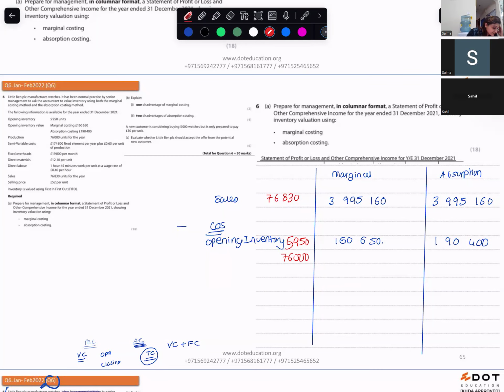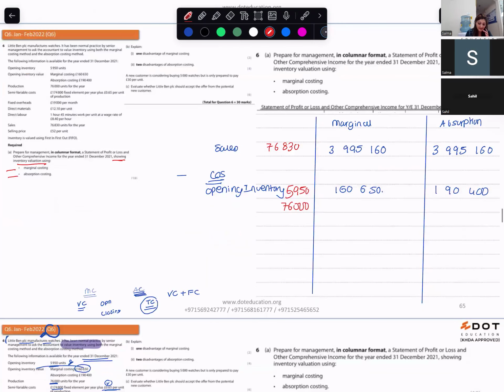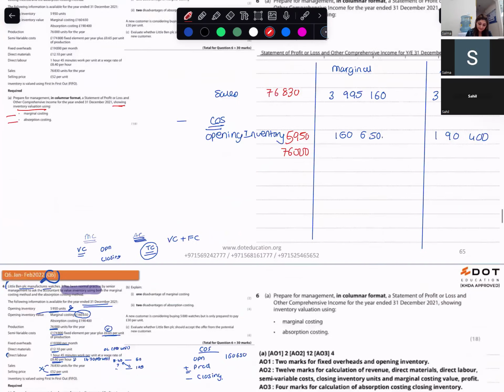Are you with me? Yes. Production is 76,000 units. And what else is said? Only the inventory valuation they want, using marginal and absorption costing. That means when you're valuing inventory, opening and closing inventory, you will do a separate valuation as per marginal and absorption. They want you to prepare a statement of profit or loss and other comprehensive income. Are you with me? Yes, miss.